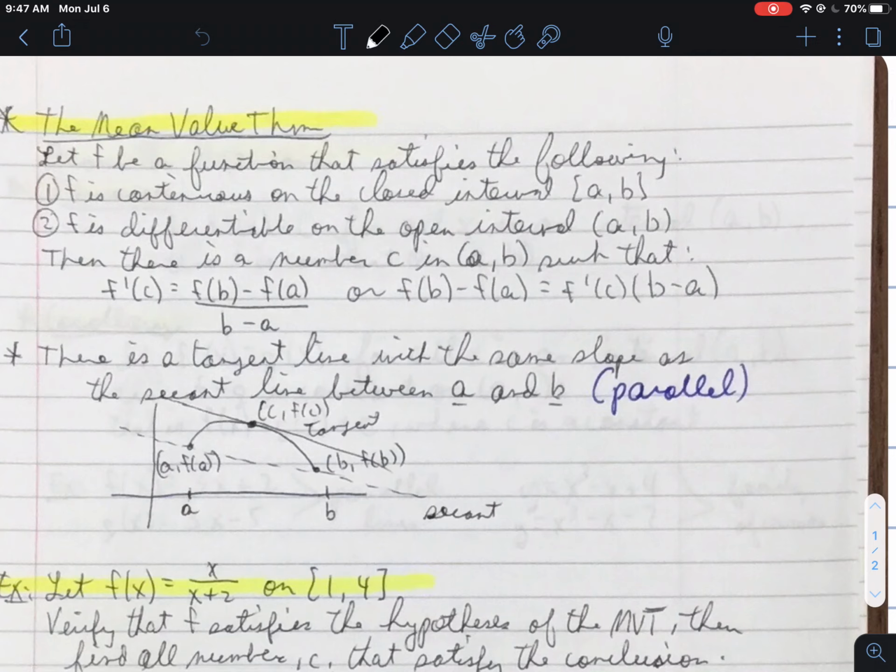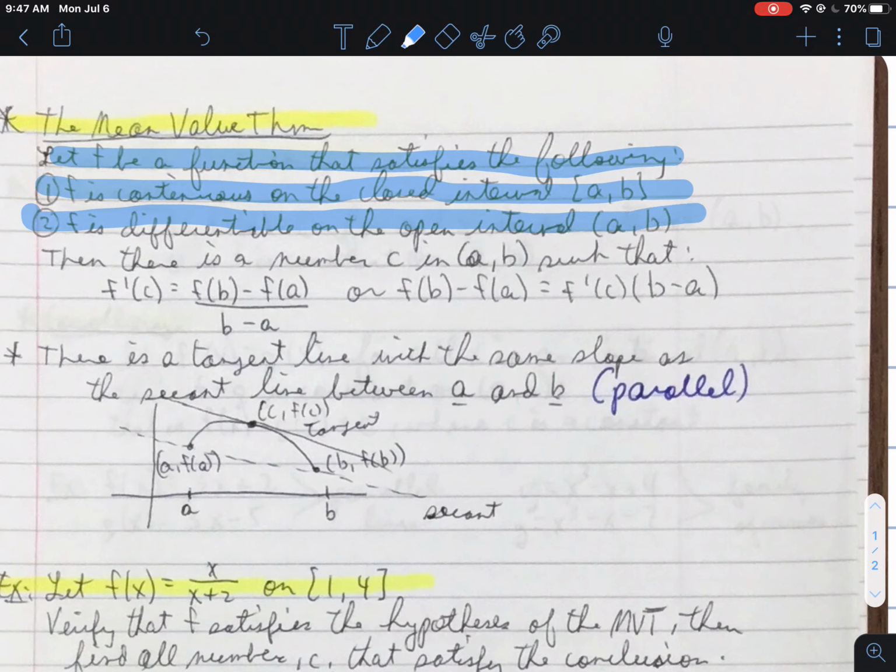Now, I told you that Rolle's theorem was a specific case of ultimately this mean value theorem. So what the mean value theorem says is, again, provided that f is a function that satisfies the following conditions. Now notice the two conditions here. They're exactly the same as the first two conditions of Rolle's theorem, or our hypotheses of Rolle's theorem. So provided that f is continuous on the closed interval from a to b, and provided that f is differentiable on the open interval from a to b. So notice there is no third requirement, that the function values are the same.